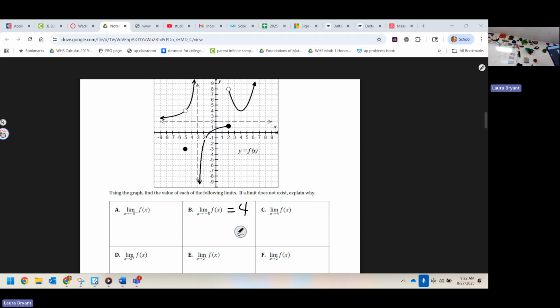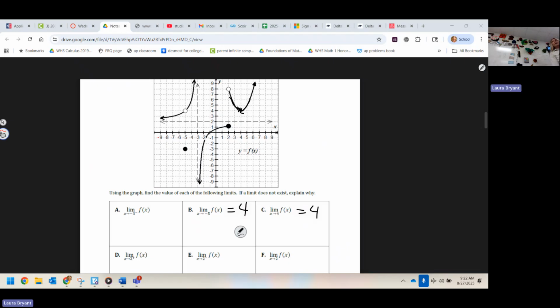Okay. Let's try C next. So the limit as x approaches 4. So I'm going to go to x equals 4. From both sides, I kind of trace my graph out. And I look at it and see, well, what's the y value as I approach 4? And this one's very straightforward. There's not even a hole in the graph. The y value is 4. Now the actual y value is also 4. So this is a problem where the limit value and the y value are the same. Sometimes they're the same, sometimes they're not.